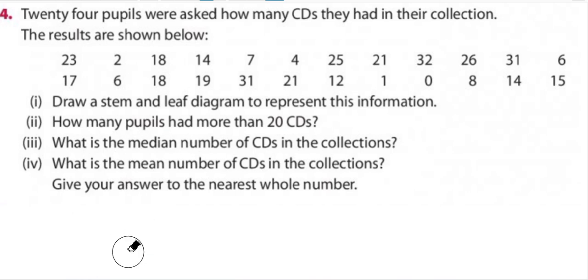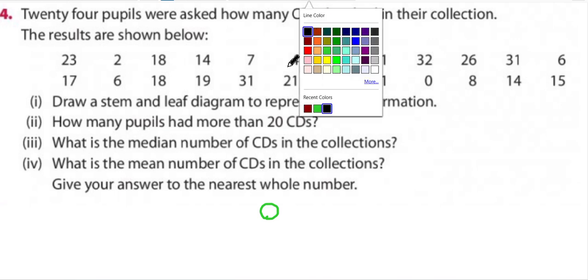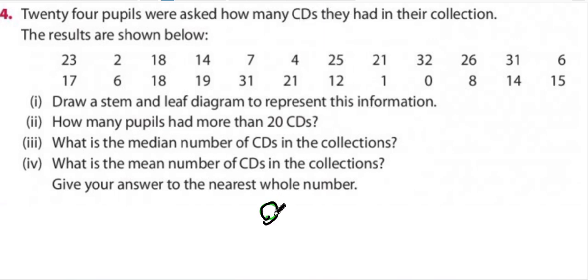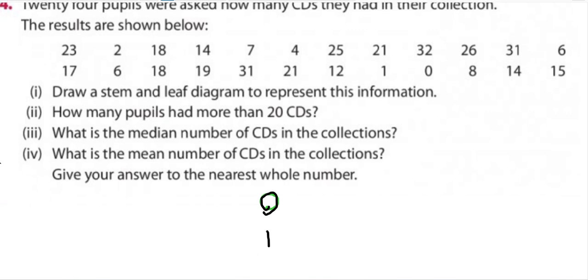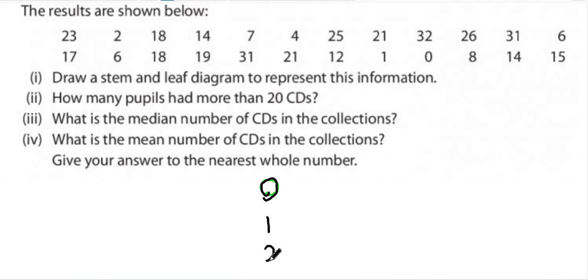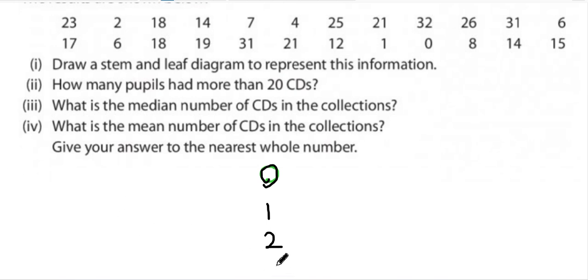The first thing we're going to do is consider how many tens there are. Do we have any numbers from 0 to 10? Yes, we do. Do we have any numbers from 10 to 20? 1 represents 10 to 20. Any numbers from 20 to 30? 2. Any numbers from 30 to 40? 3. Perfect.